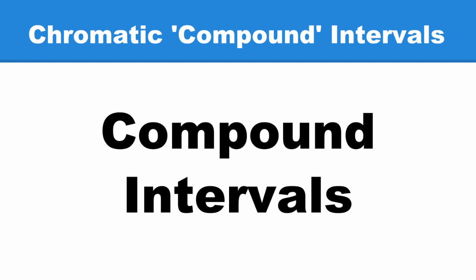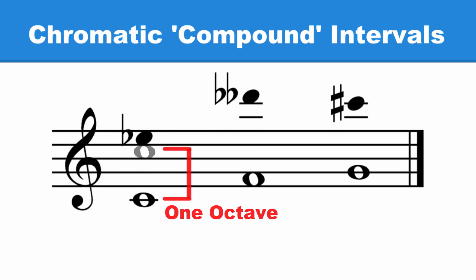Chromatic intervals can also be compound intervals. Compound intervals are intervals greater than 1 octave. These three intervals are all greater than 1 octave, and all three are also chromatic intervals. Let's label these three chromatic compound intervals. The first interval has a C on the bottom and this E flat on top.